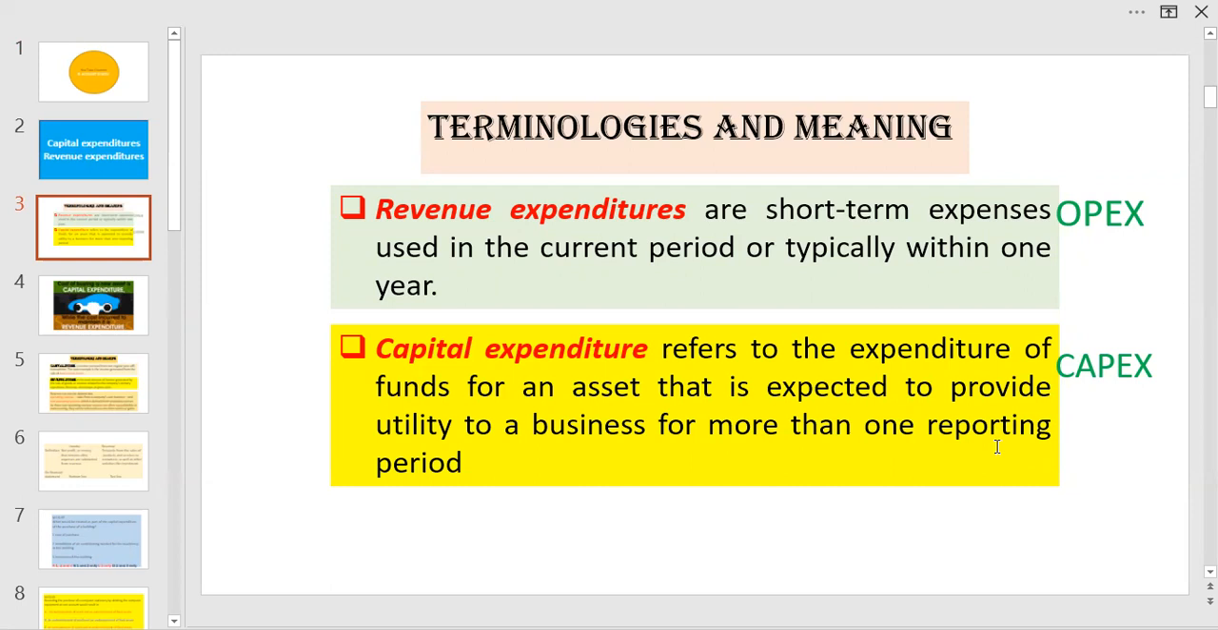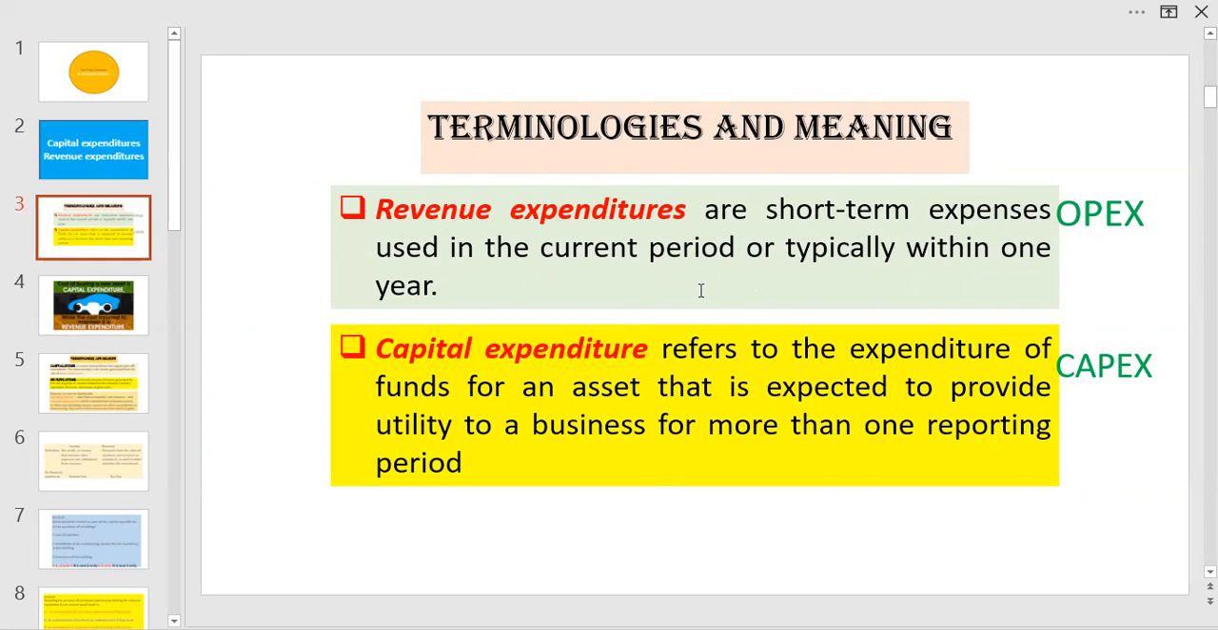It is not necessary that it should be purchased as a whole. It can be constructed, like building constructions, and any substantial improvements which are made to the assets, which will give the better utility value of that asset, also will fall under capital expenditure. Opposed to this, revenue expenditure means all the normal expenses like purchase of inventory, rent, electricity, salary.